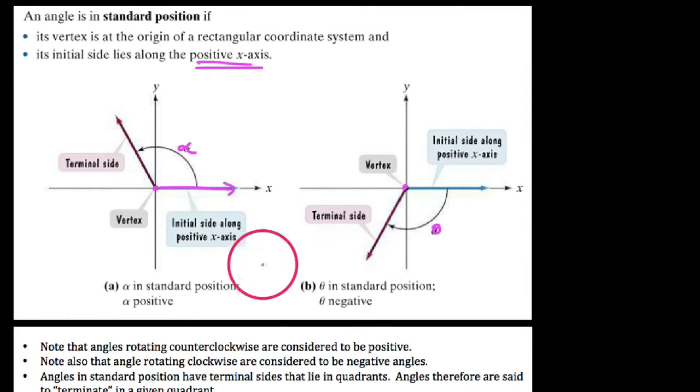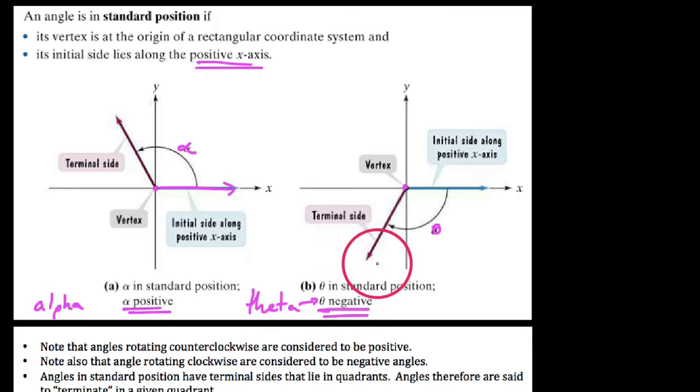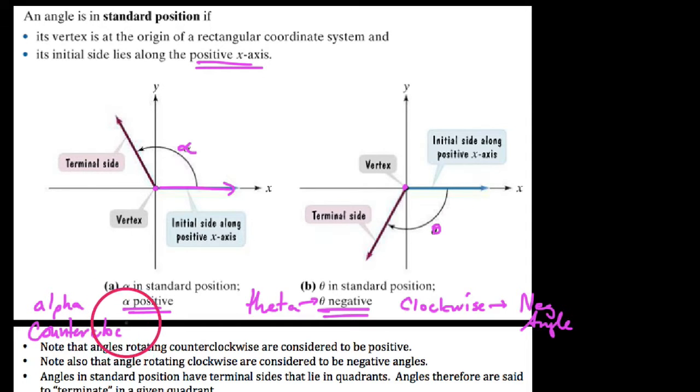But these are both in standard position just because their vertex is at the origin and the positive x-axis is their initial side. Now, to distinguish between these two, we could say that this angle alpha is a positive angle, whereas the angle theta is a negative angle. And I guess I could spell those out for you, by the way. Alpha. Theta, this word that I'm saying here, is T-H-E-T-A, the Greek letter theta. Essentially, clockwise motion or clockwise rotation indicates a negative angle, and counterclockwise motion indicates a positive angle of rotation.